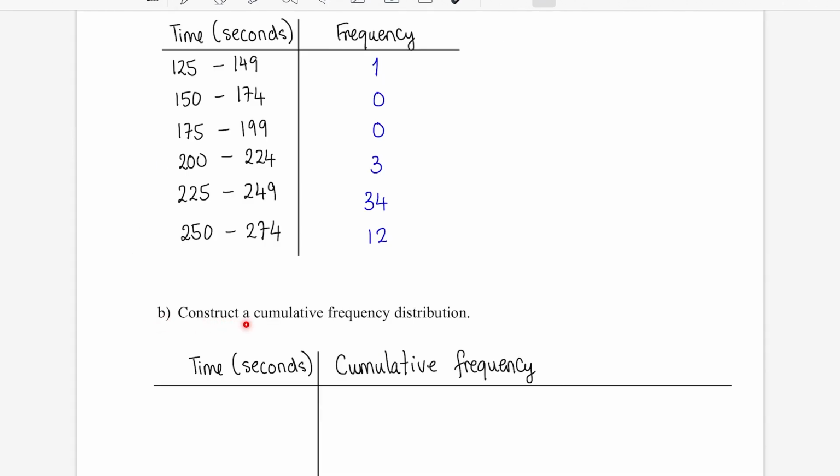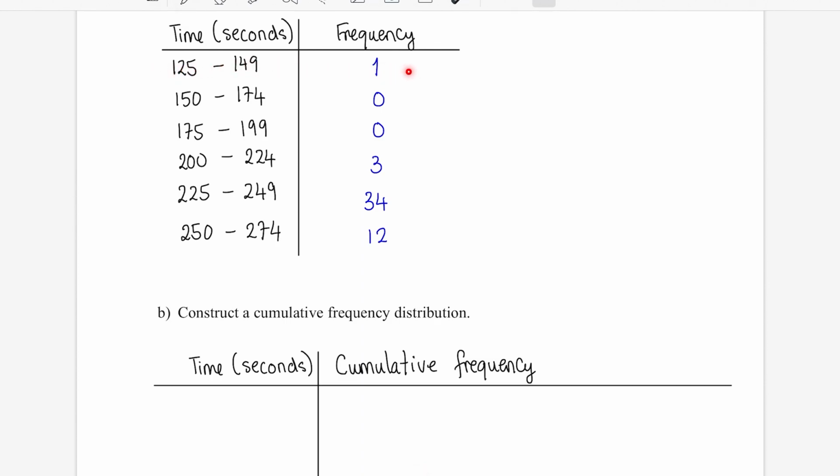B. Construct a cumulative frequency distribution. In order to construct a cumulative frequency distribution, we have to have the frequency distribution. So we are going to use this distribution in order to construct the cumulative frequency distribution.